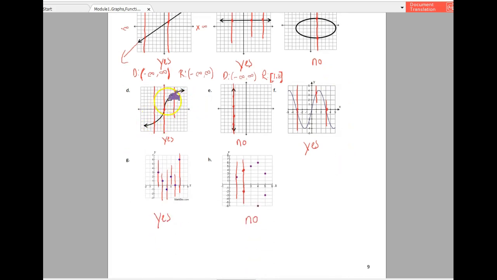Alright, here, same thing. The domain is going left and right forever. Negative infinity to infinity. It's going to go up and down forever. Negative infinity to infinity.